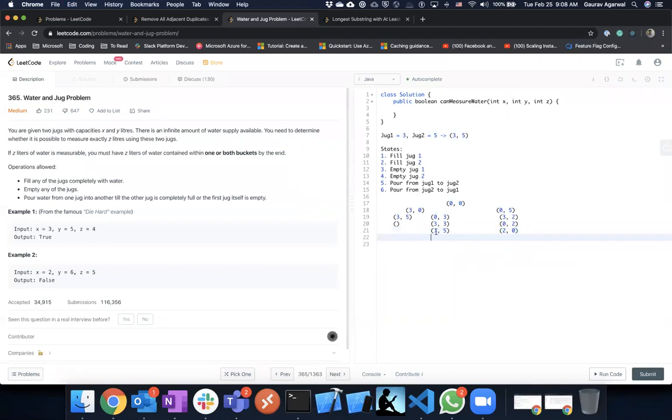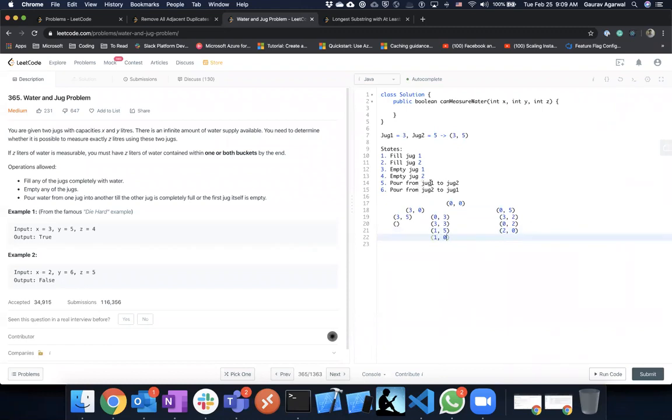Let's look into 1 5. Fill jug 1, 3 5, we already have. Fill jug 2, already filled. Empty jug 1, 0 5, we have it here. Empty jug 2, 1 0. Do we have 1 0? No. So we will add it here.